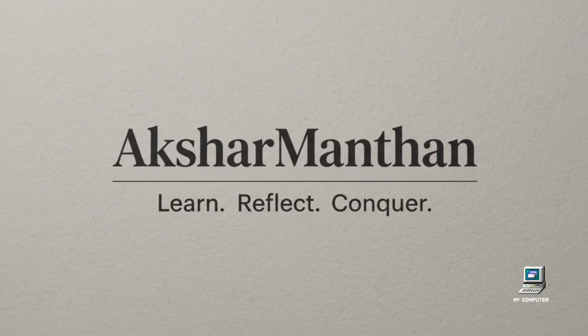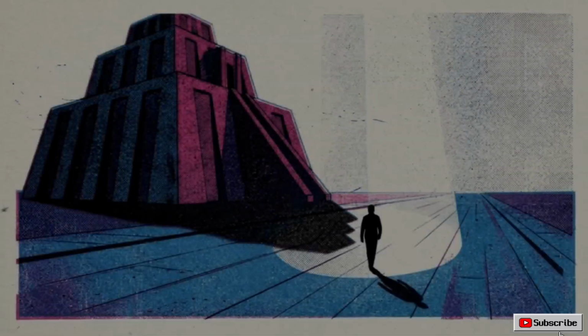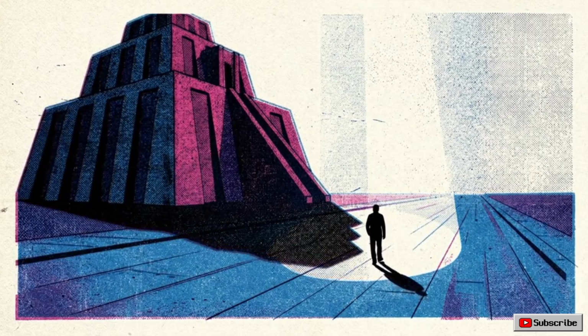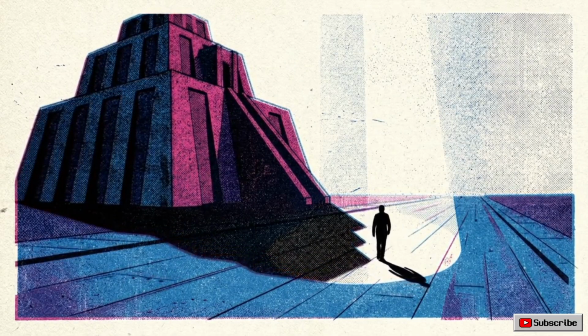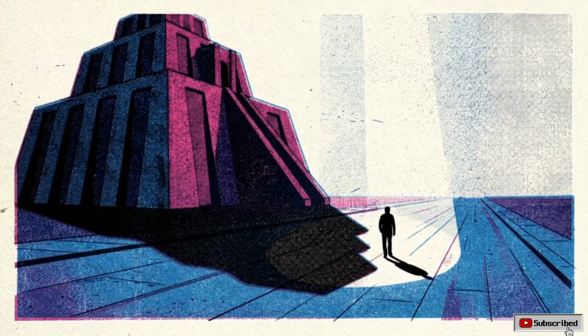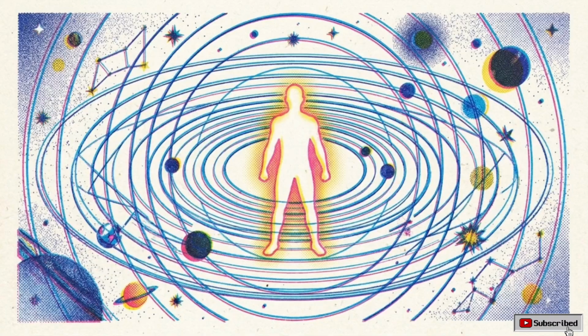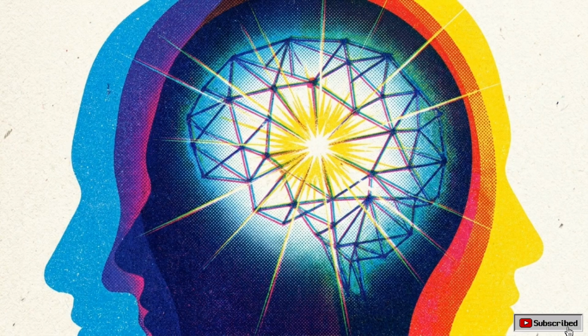Learn, reflect, conquer. Every political theory must eventually answer one question. How much space does the individual get before they hit the limits of the state? Liberalism answers this by placing the individual at the absolute center of the universe. The core premise is that human beings are rational, and individual liberty is the supreme political value.